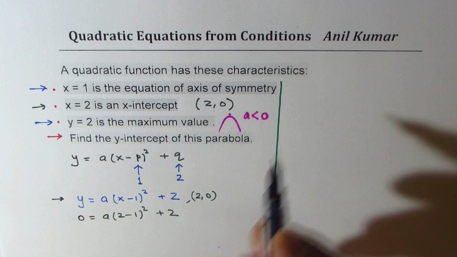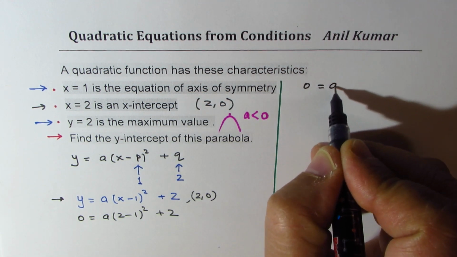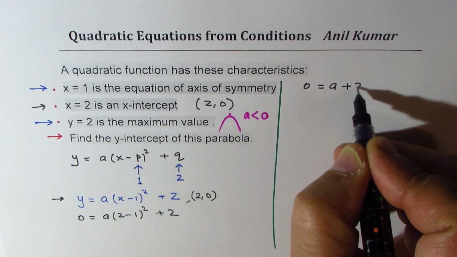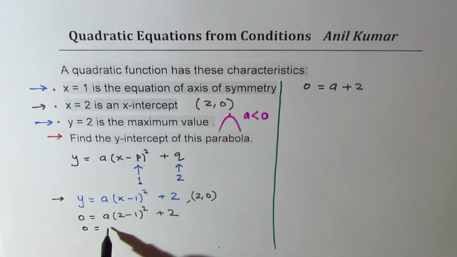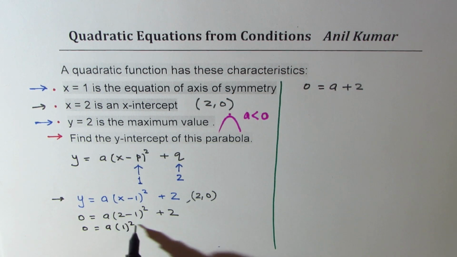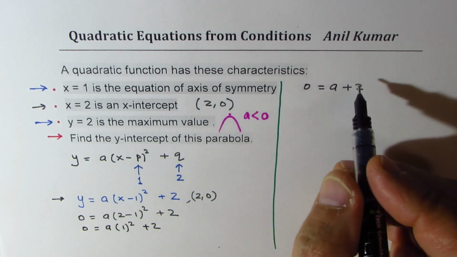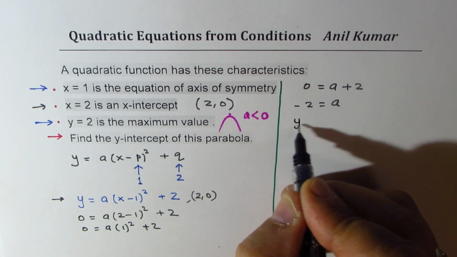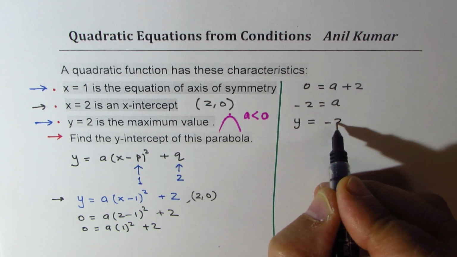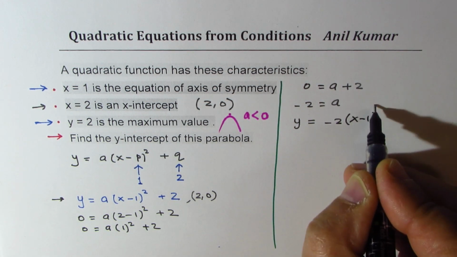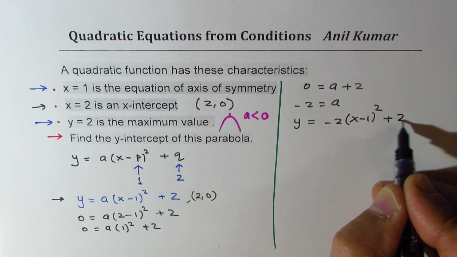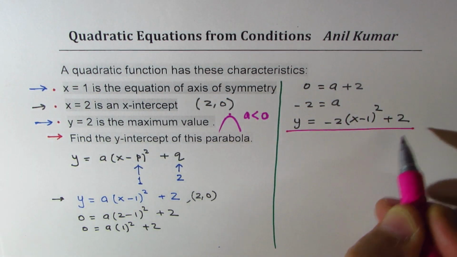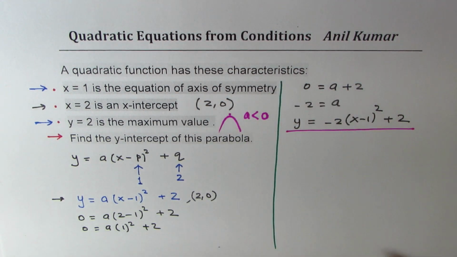So let's take this equation to the right side. We get 0 equals a times 2 minus 1 is 1, so plus 2. Right, so let me write here a times 1 square plus 2, and then we'll take it on this side. So minus 2 is the value of a, and we get the equation as y equals minus 2 times x minus 1 whole square plus 2. Is that clear? So that is the solution, and that is what the equation is.